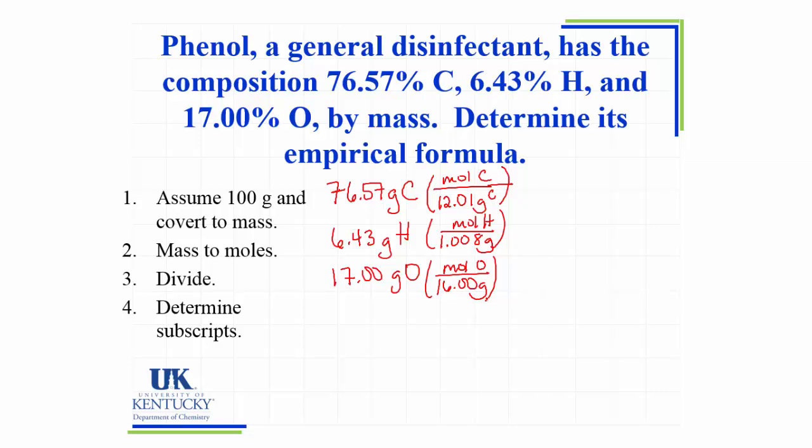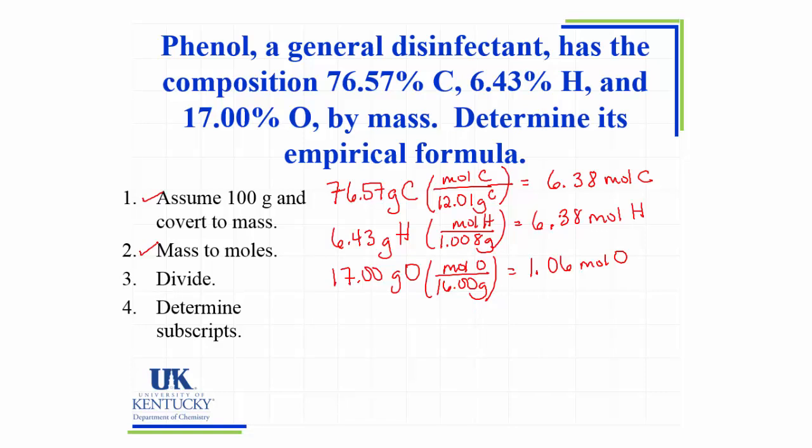So 76.57 divided by 12.01 is equal to 6.38 moles of carbon. Then I move on to the hydrogen, and 6.43 grams of hydrogen divided by 1.008 grams per mole gives me 6.38 moles of hydrogen. And last, I look at my oxygen, 17 divided by 16, and I get 1.06 moles of oxygen. So now I've assumed my 100-gram sample and converted to mass. I've converted from mass to moles.